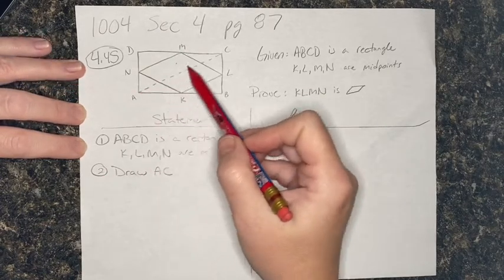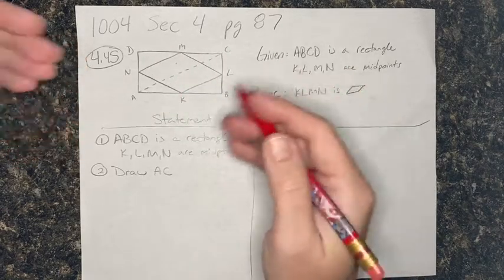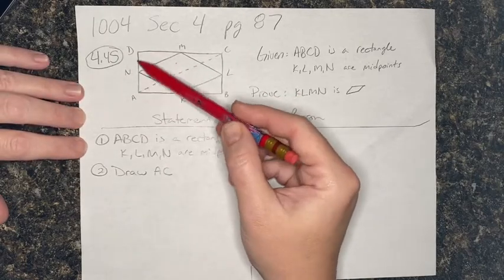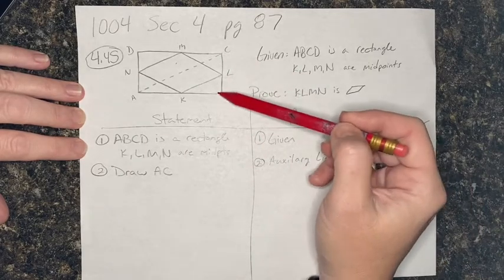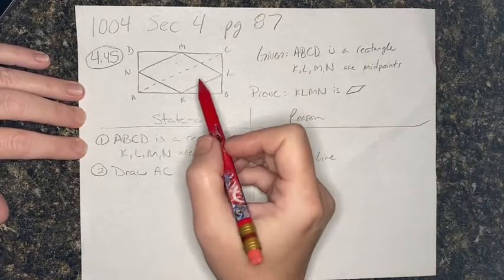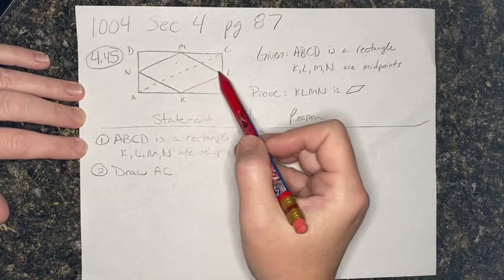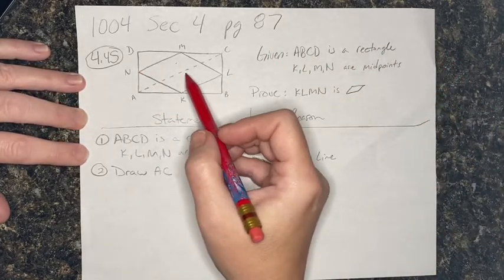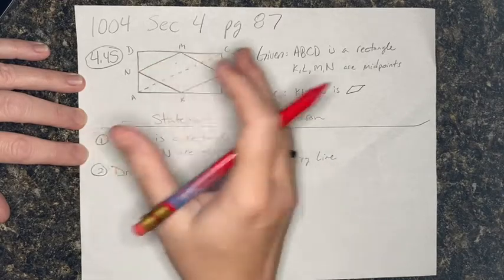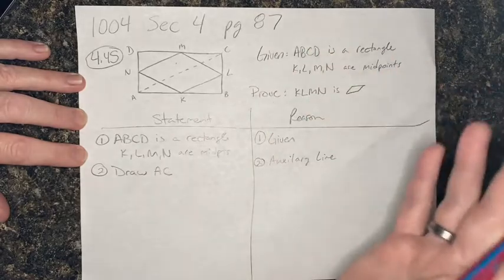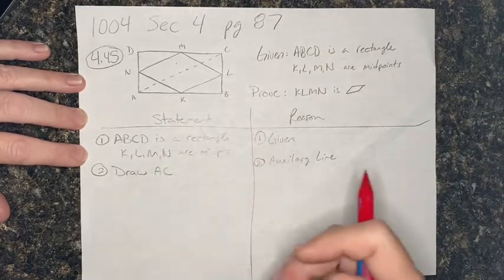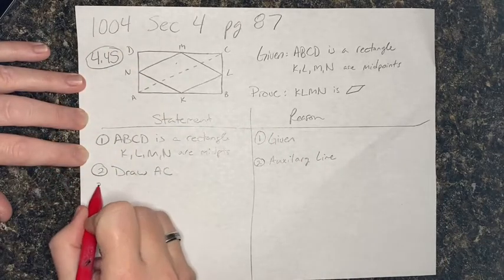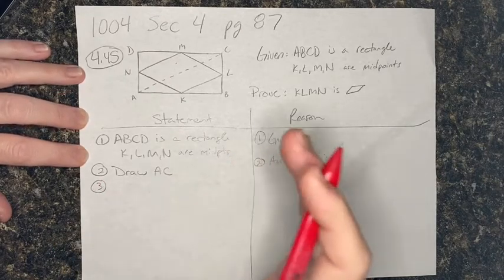Now, when we draw this line AC, it's creating two triangles, right? It's a diagonal in a rectangle, and it's now created two triangles, triangle ADC and triangle CBA, right? What we're trying to prove is that this shape here in the inside is a parallelogram. There's several different ways that we can do that, but since we've drawn this and we've created now two triangles, this is where it gets tricky, and this is why step three has so many lines. Look in your book. Number three has got, let's see, 1, 2, 3, 4 lines for number three, right? This is why.